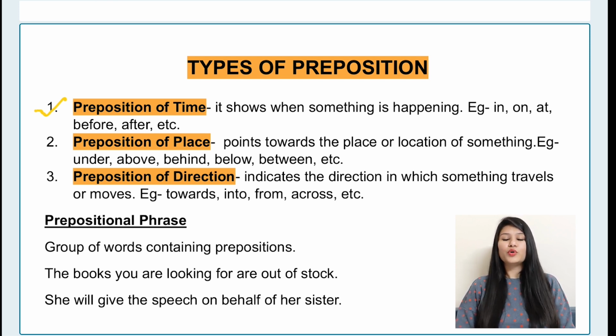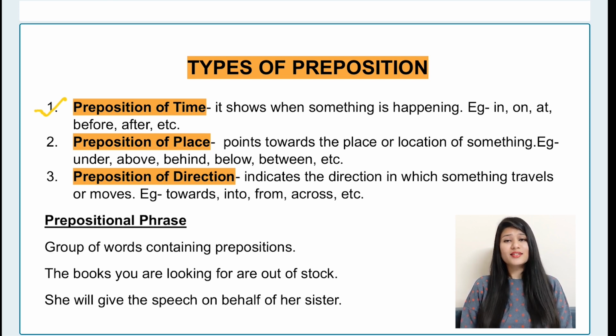Snow falls during the winter. Here in this statement, during is the preposition because during is answering our question, when will the snowfall take place, and so during here is pointing towards our answer that it will take place in the winters.